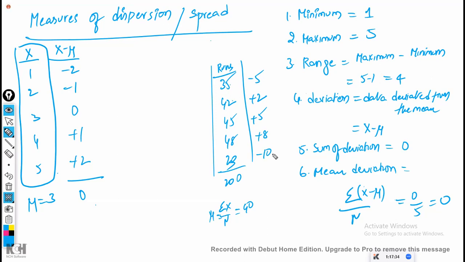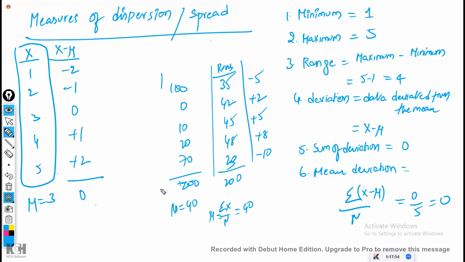For example, this is Virat Kohli. Let us take one more batsman. He has played the first match, 100. Second match, duck out. Third match, 10 runs. Fourth match, 20 runs. Fifth match, 70 runs. In this case also, the total is 200 only, and the average is again 40 only.